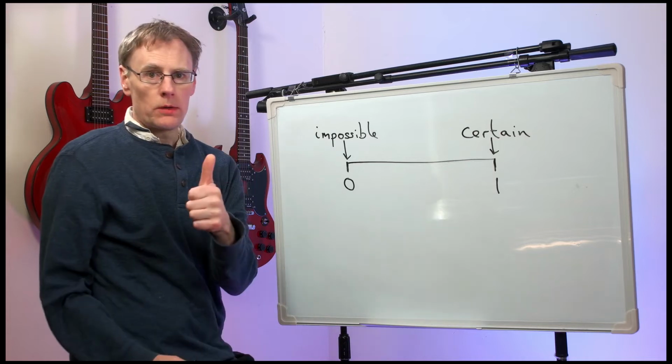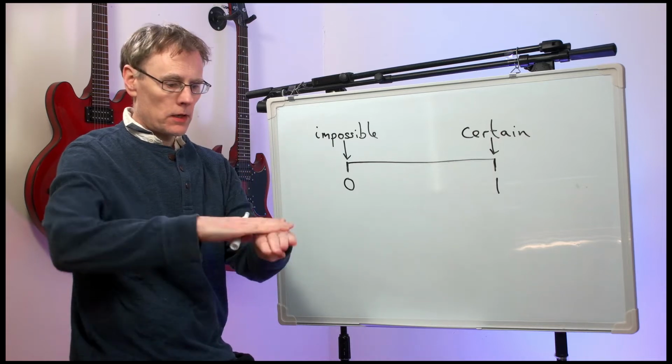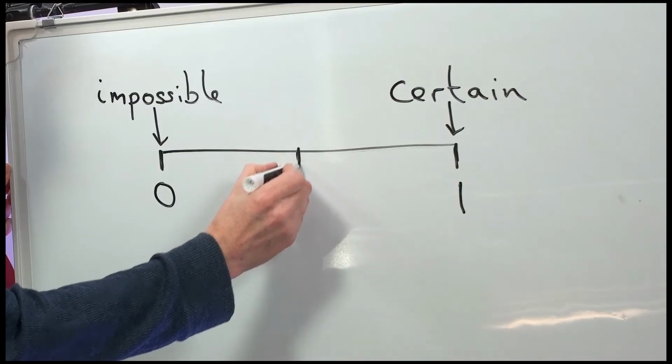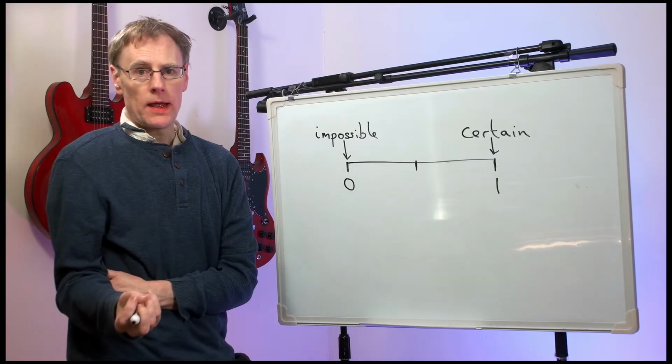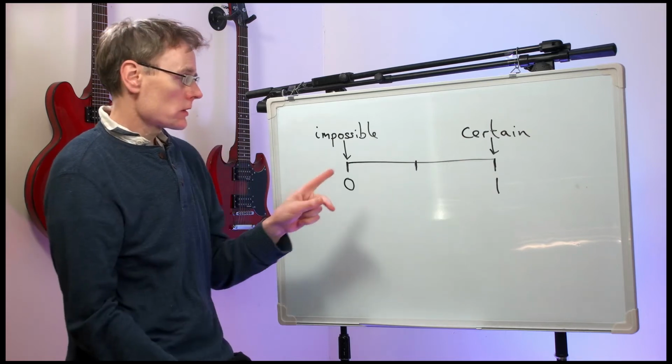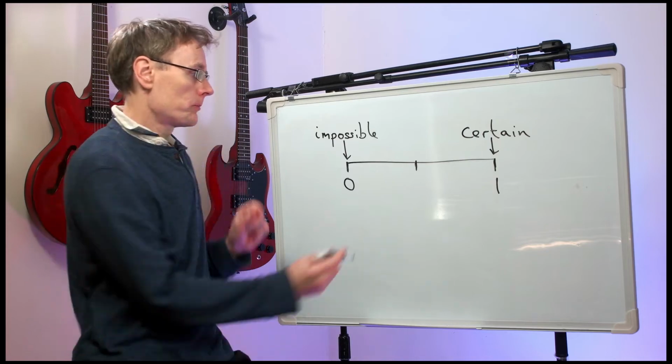Let's say you tossed a coin. The chance of that landing heads would be a half. There are 2 possible ways it could land. They're equally likely, heads or tails. You've got 1 chance out of 2 of it being a head.